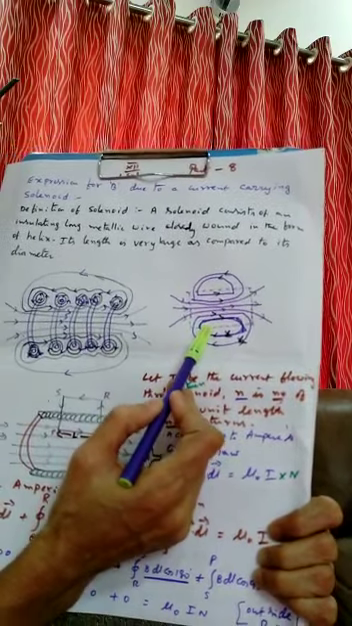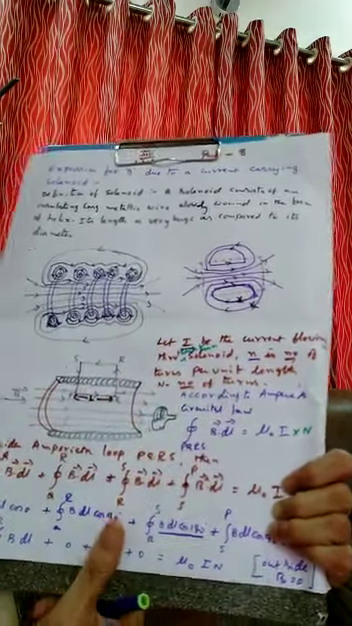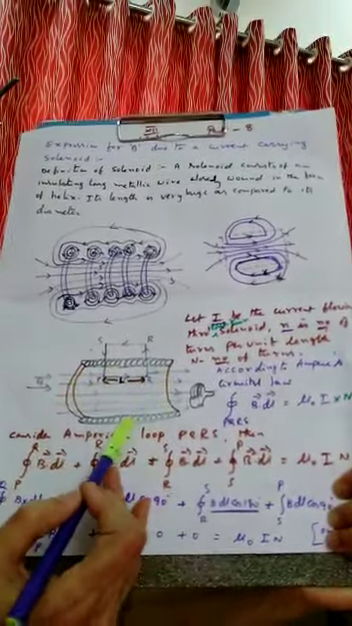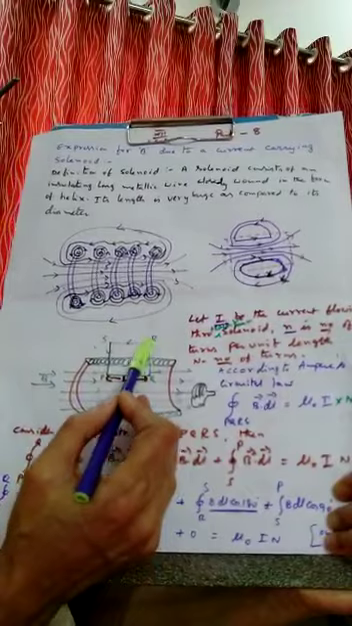Bar magnet here. Now how to calculate the magnetic field due to a solenoid? For that, this is a general form of the solenoid. Take a loop, an Amperian loop.